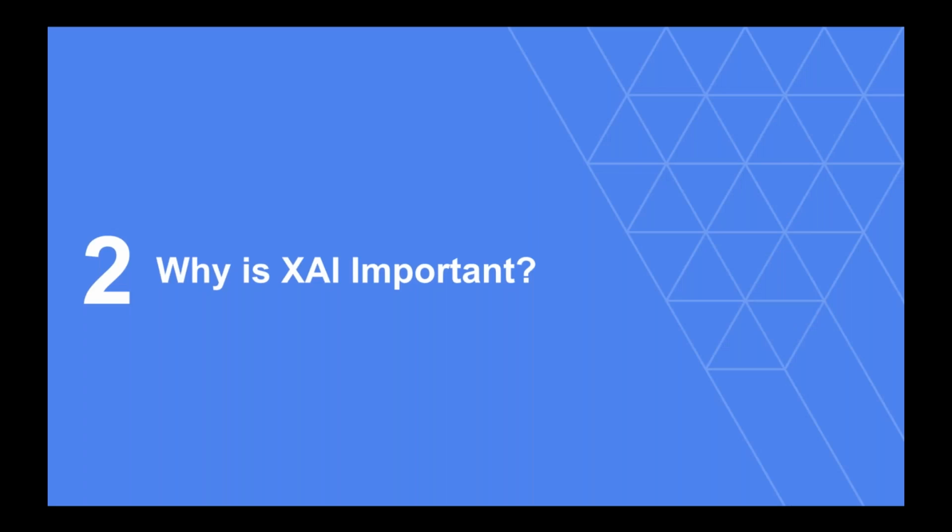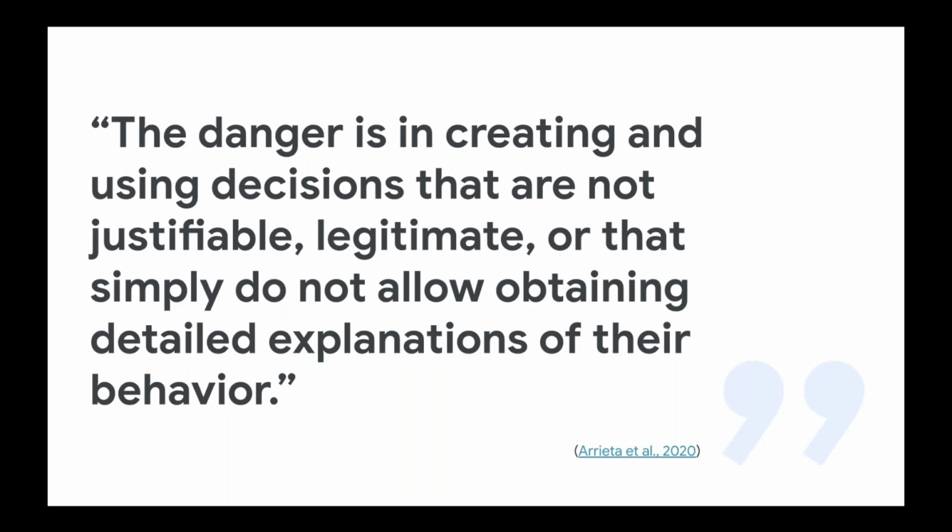So that's sort of like the mile high, what is explainable AI overview. But now I'd like to talk a little bit about why is it important? Why do we need these methods? And I really love this quote from this paper. It says, the danger is in creating and using decisions that are not justifiable, legitimate, or simply don't allow obtaining detailed explanations of their behavior.